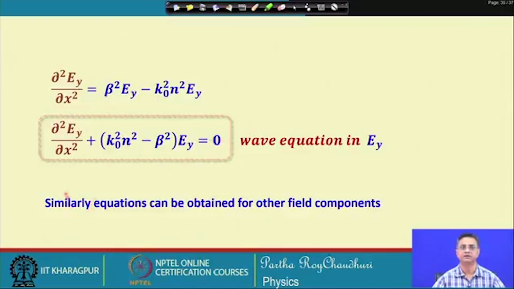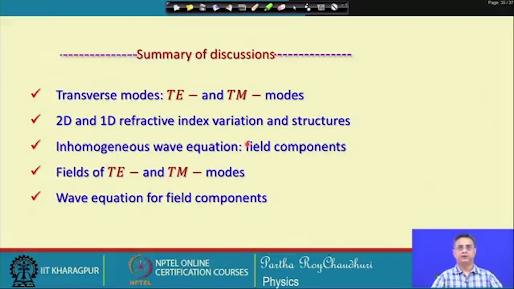You can organize those substitutions, arrangements and algebraic manipulations to arrive at all other components of the wave equations by playing with those 6 electromagnetic field equations. So, today in this discussion we will continue with this for the waveguides, and we will use these wave equations for solving the waveguide modes.